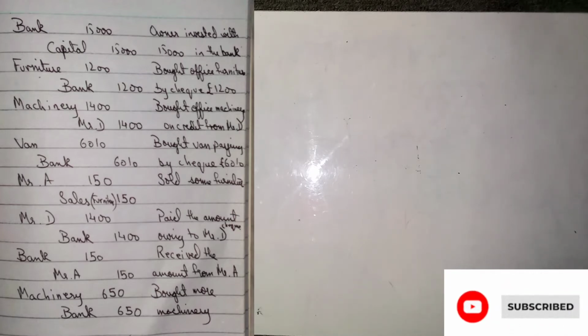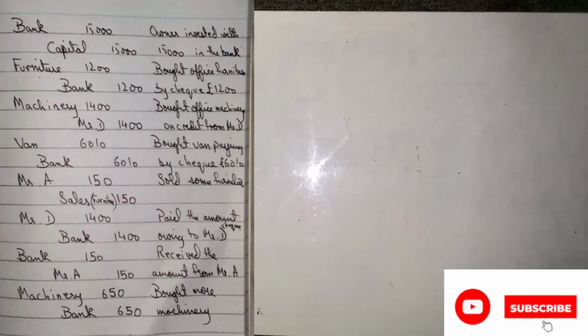Received the amount from Mr. A. We received this amount from whom? From Mr. A. Received, who is the giver? Mr. A. Bank to Mr. A. Received the amount, which means we are receiving this amount. So whatever we receive, either it is money or it is van, machinery, furniture or anything which is an asset, they are on the debit side.